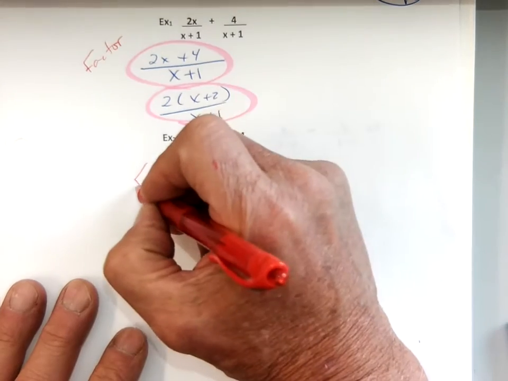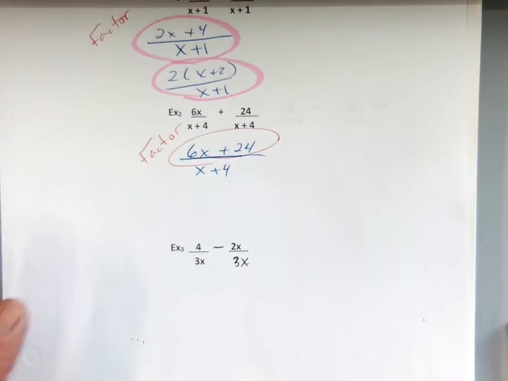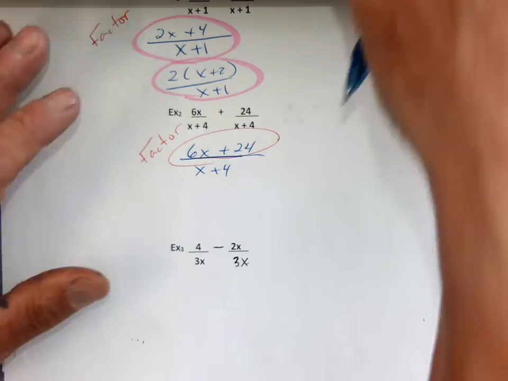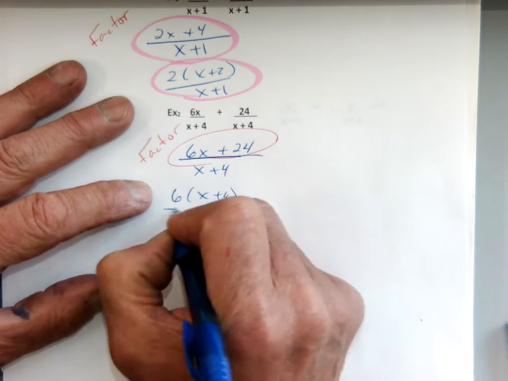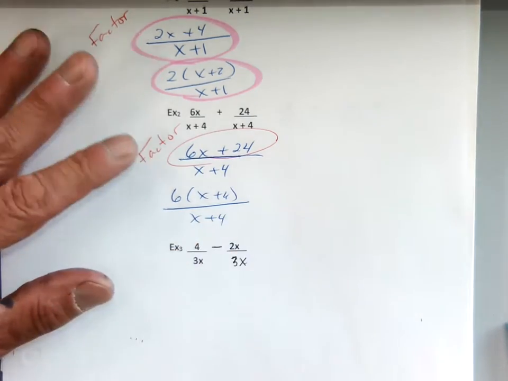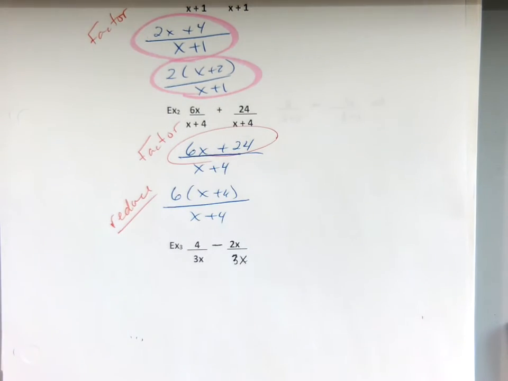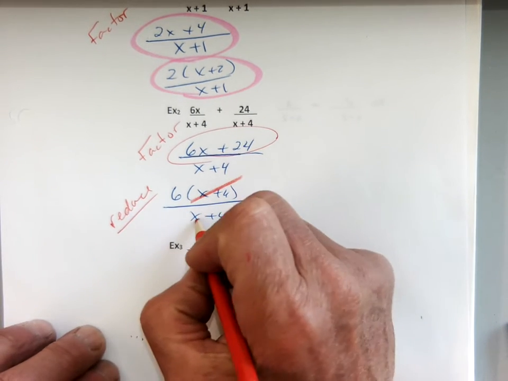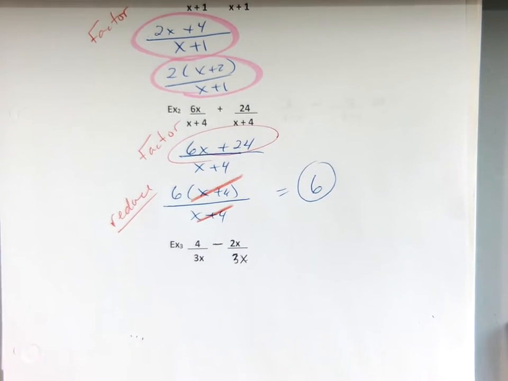So let's factor it. If I factor it, maybe it will reduce. Okay, so we take out a 6, x plus 4 over another x plus 4. And then, lo and behold, it will reduce, won't it? Because I can cancel out my x plus 4s, and it reduces all the way down to 6. Oh, nice. That makes sense. Yeah, it actually does, doesn't it?